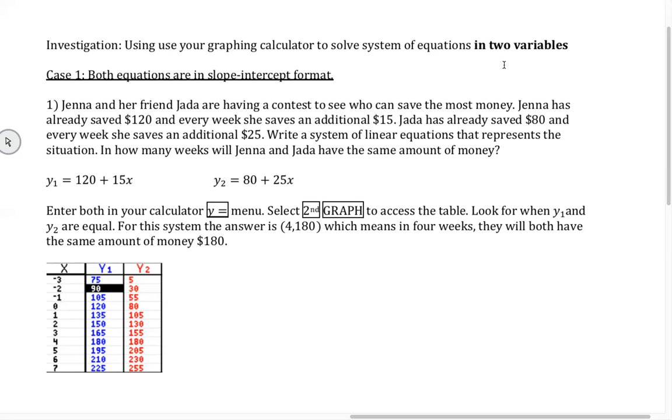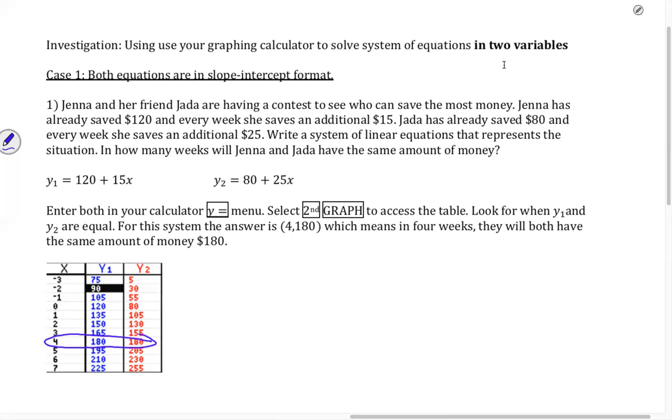Okay? Now notice here, the first way they did it was they entered both of these into their calculator. They went to y equals, typed it in, and hit second graph to pull up the table, and they're looking through the table to see where the 2 lines cross. The blue line is the first one, and the red line is the second one. And the blue line is bigger, bigger, bigger, and here they are the same.